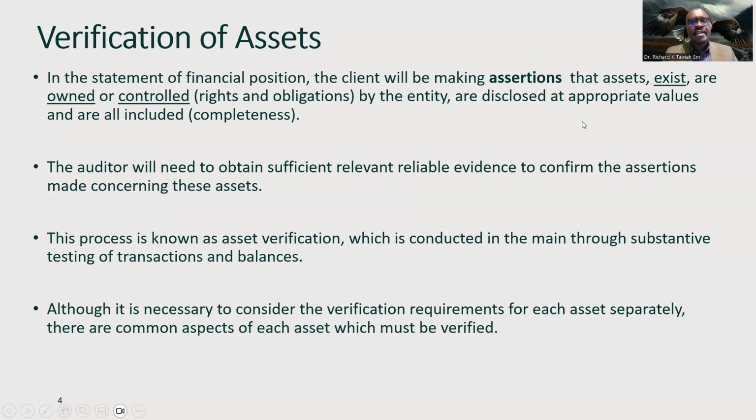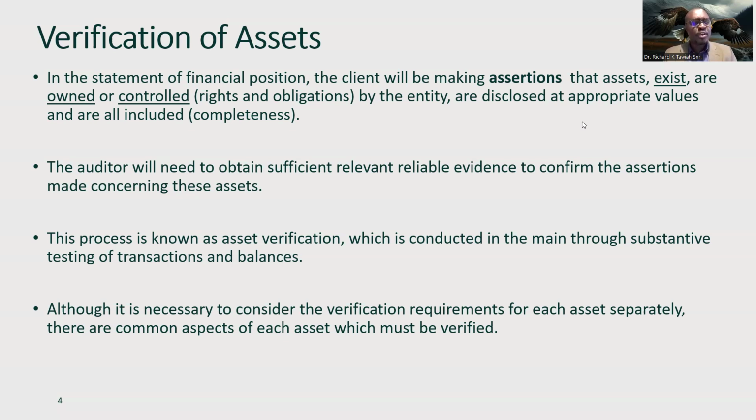Now, in auditing assets, the key things we need to look at are the assertions. Does it exist? Do we own it? Do we control it? Rights and obligations, R&O, okay? Also the completeness. Have we included everything or have we omitted some assets? Accuracy is also important. How accurately we've reported, and presentation is also important.